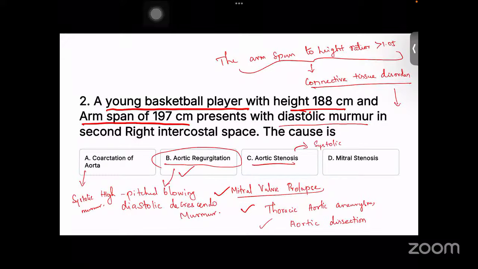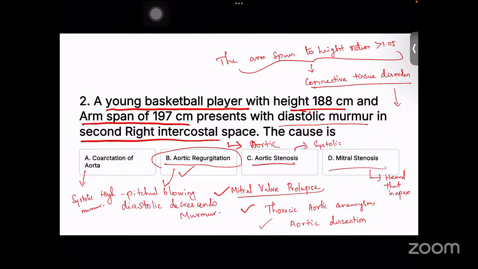And in mitral stenosis, you may see a little bit of a diastolic murmur, but it is heard in the apex, not on the second right intercostal space, because the second right intercostal space belongs to the aortic area. So in mitral stenosis, you may hear it in the apex, not on the aortic area. Based on the options we have, we can conclude that aortic regurgitation is a good option.